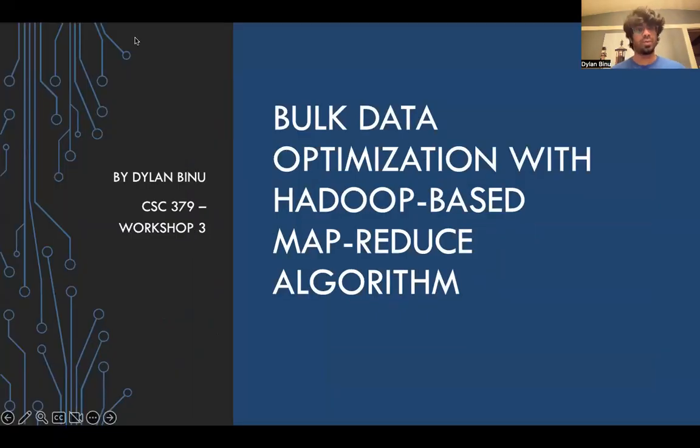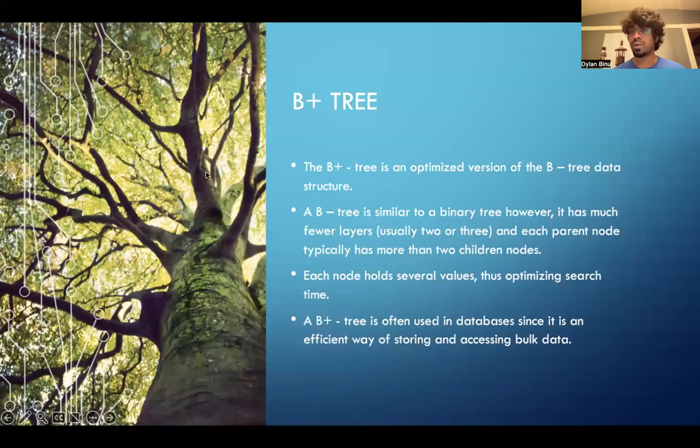All right, so as I said, my name is Dylan Binu, and we're going to be looking into bulk data storage and data access using a Hadoop-based MapReduce algorithm. So first, we're going to look into what a B plus tree is.